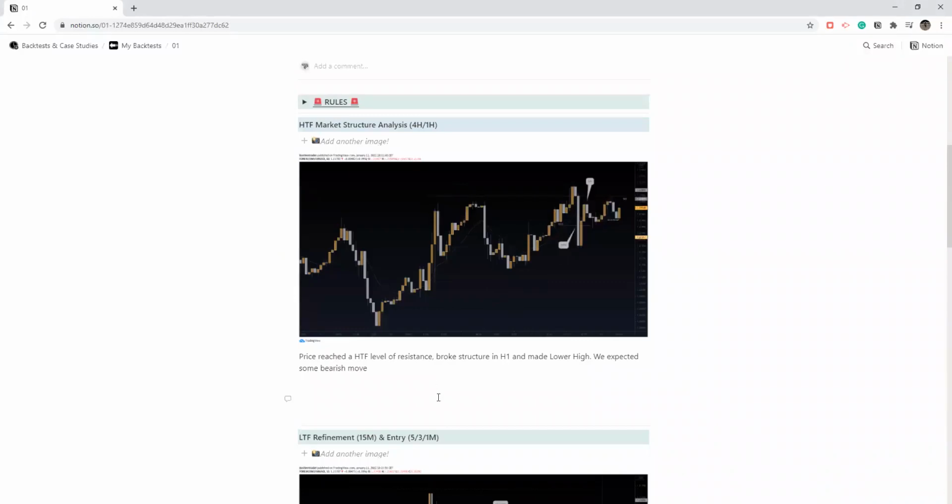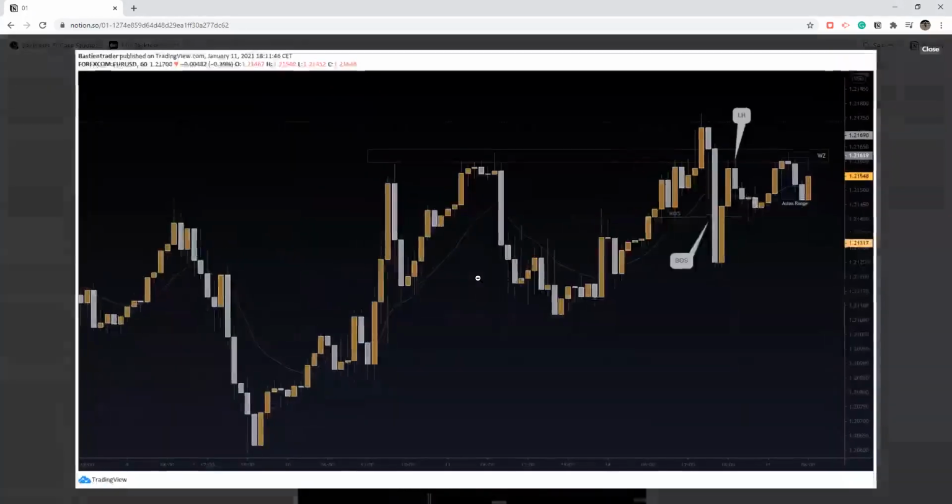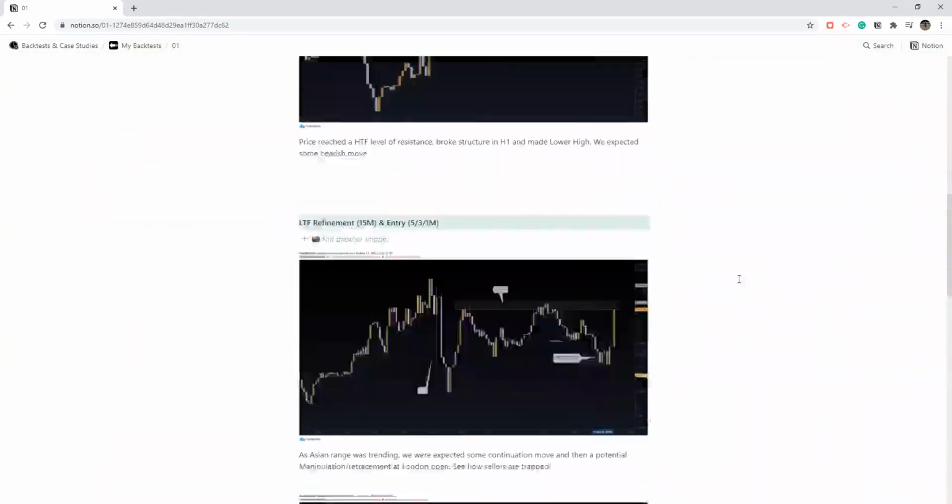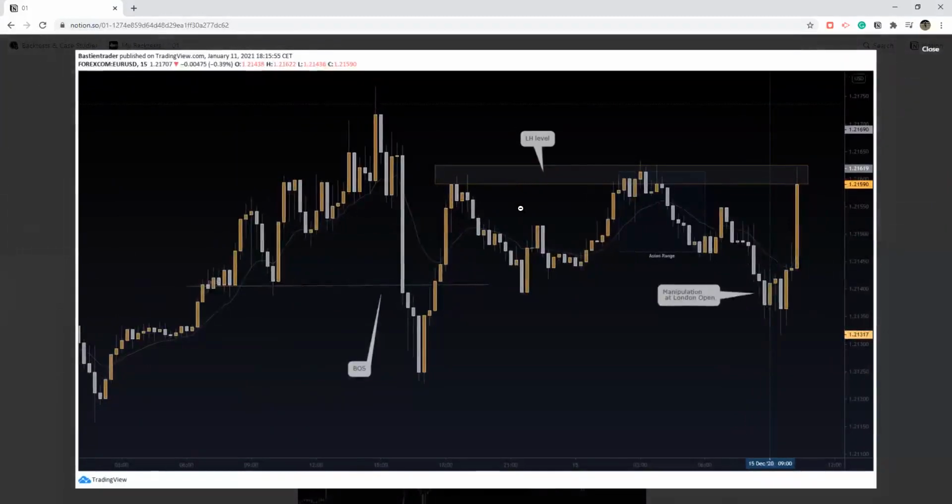So price reached the higher time frame level of resistance. Broken structure made a lower high. This is your break of structure pullback. So we're okay. Oh, this is the wick zone. Okay, yes. You said that we're still looking at it exactly at the beginning. I don't use the wick zone anymore after Exactly.